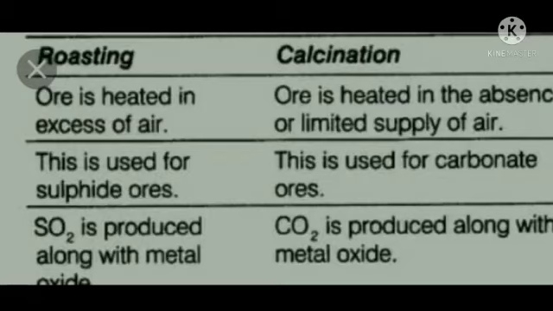So roasting means the ore is heated in an excess amount of air, and this is used only for sulfide ores, and sulfur is removed in the form of sulfur dioxide gas along with metal oxide. Calcination is for carbonate ores, where carbonate is removed in the form of carbon dioxide along with metal oxide. Are you clear?